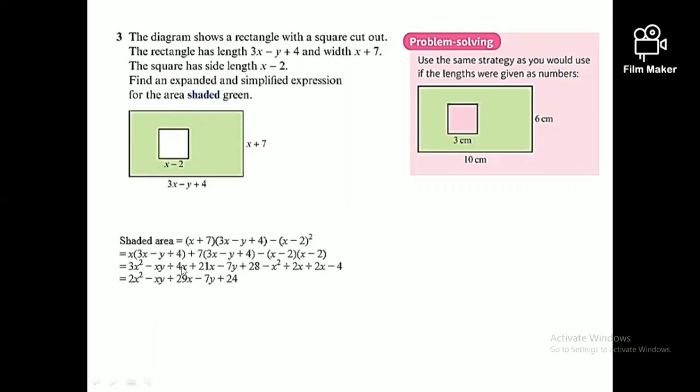Right? Then x terms. 4x, again 2x and 2x. Is there any other term? Yeah, there are 4 terms. 4x plus 21x is 25x. 25x plus 4x is 29x. Y terms. There is only one y term, minus 7y, and the constant terms over here are 28 minus 4, which turns to 24. That is the final answer for this expression. Right.